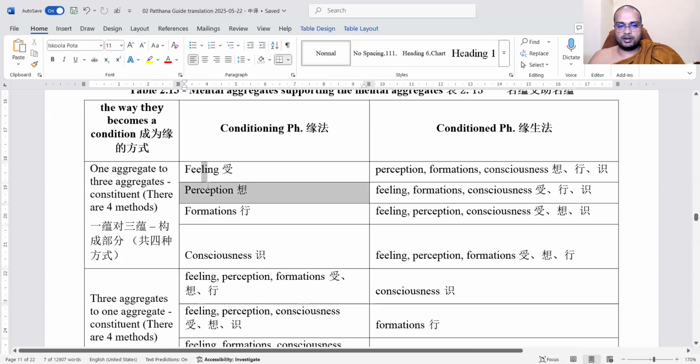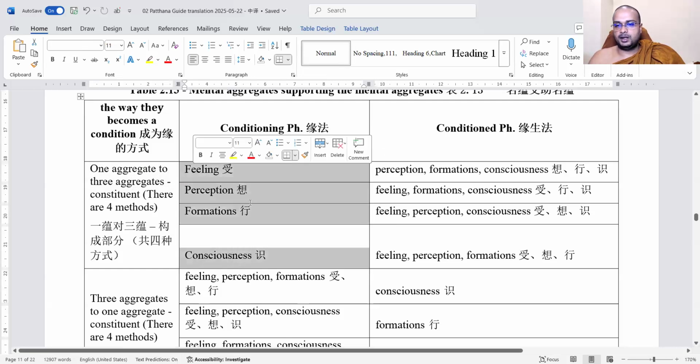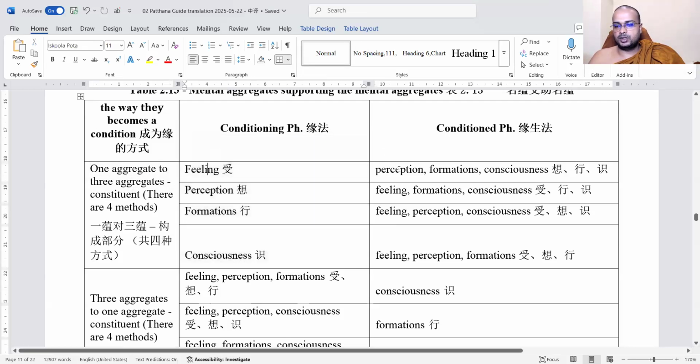So you take one for the conditioning phenomena. Separately, feeling, perception, formations, and consciousness, one on each side. And you have the other three in the conditioned phenomena. So when feeling is the conditioning phenomenon, you have the other three here. But when you have perception in the conditioning phenomena, then you have the feeling, formations, and consciousness here. You have the formations here, the feeling, perception, and consciousness are there, right? So with consciousness in the conditioning phenomena, the other three are there, like that.